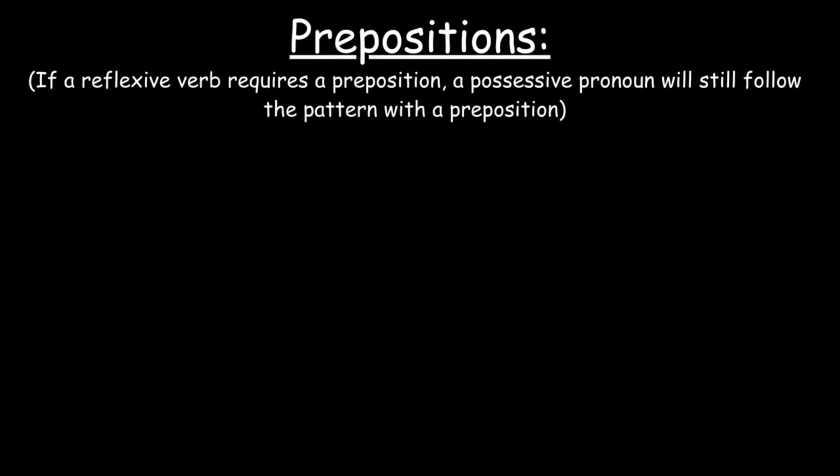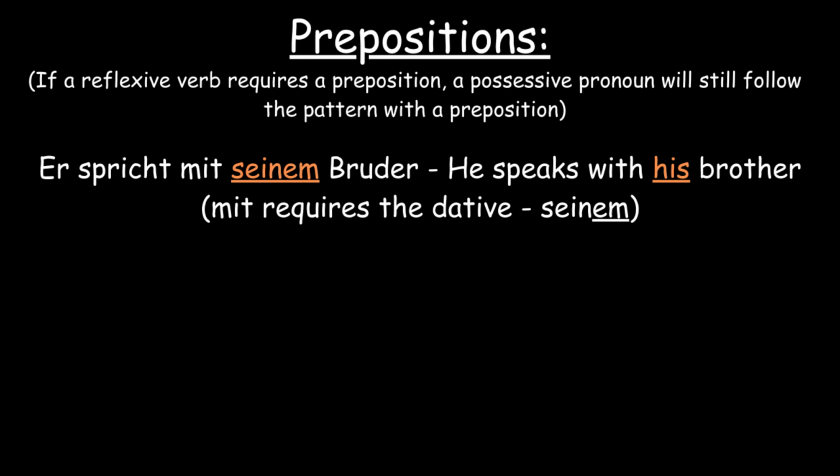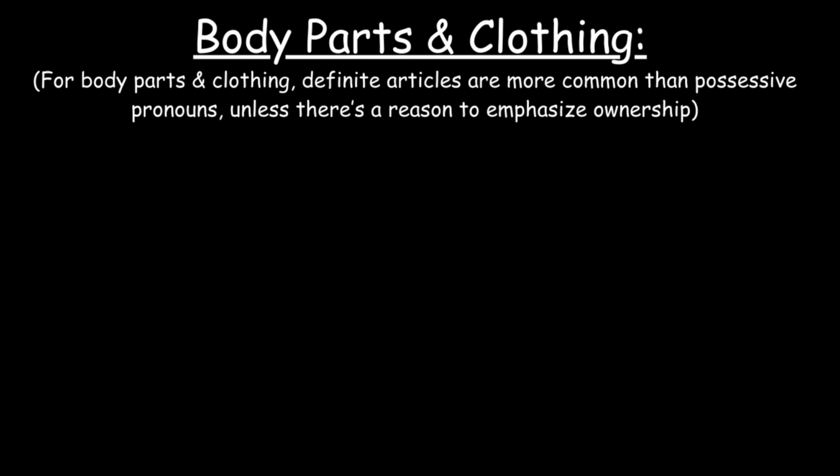If a reflexive verb requires a preposition, a possessive pronoun will still follow the pattern with a preposition. Spricht mit seinem Bruder. Mit requires the dative, seinem. For body parts and clothing, definite articles are more common than possessive pronouns, unless there is a reason to emphasize ownership. In other words, when using a reflexive pronoun with a possessive pronoun that indicates a body part, a definite article is preferred because it's more natural in German speech.